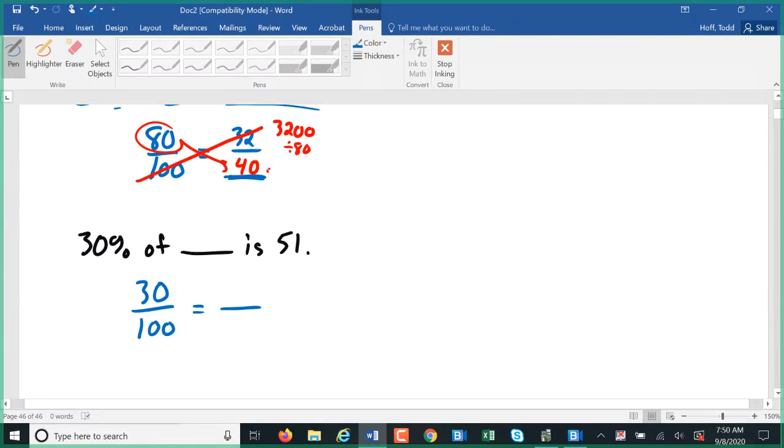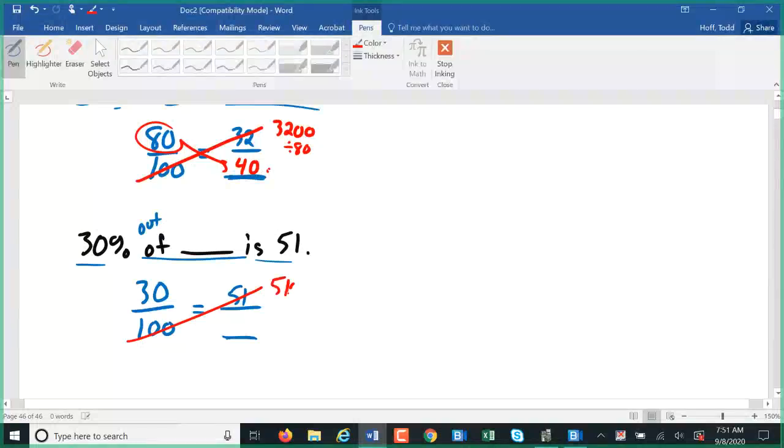Now on the other side, again, we have to match the numbers up. Of blank, if we read that as out of blank, implies that missing number goes on bottom. 30% is 51, implies that 51 goes with the 30. So now again, we cross multiply and divide. The two numbers that are diagonal are the 100 and the 51.